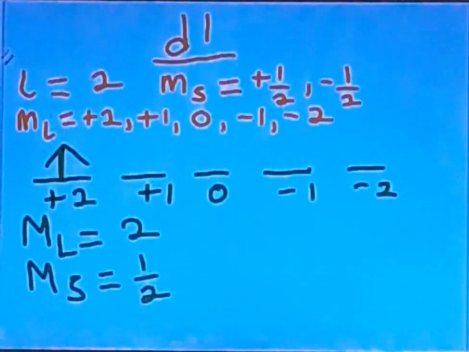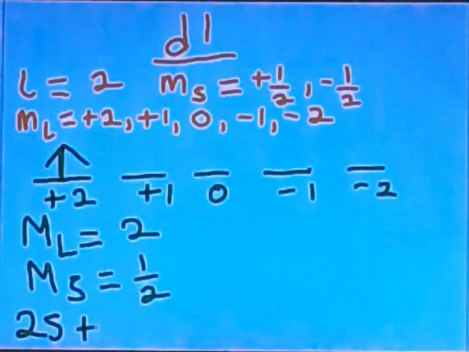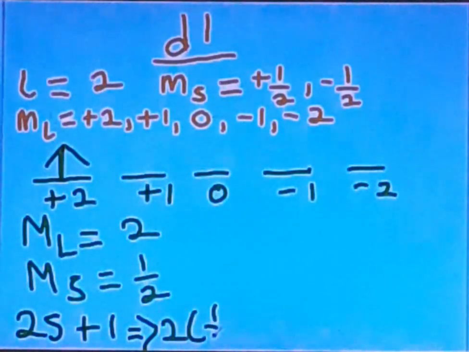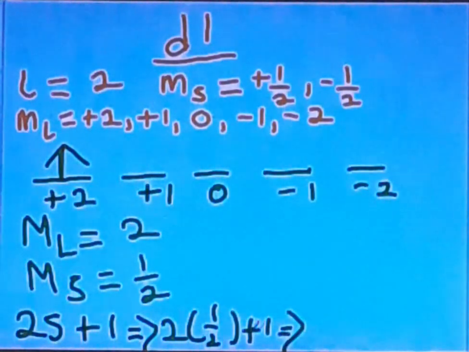So the next thing is to determine the spin multiplicity, which is 2S plus 1, where the S represents the total spin quantum number. So we have 2 times half plus 1. 2 cancels 2, we have 1 plus 1, which is 2.